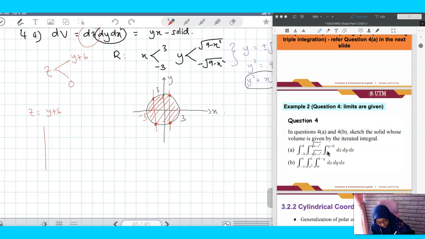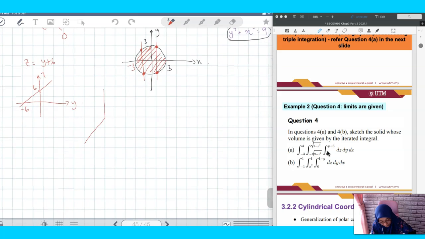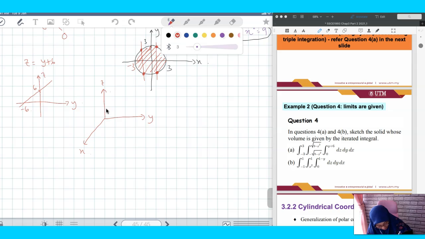If we have no idea, we first sketch the trace on the zy plane. So at z it is 6, and when z equals 0, y is minus 6. Now we want to sketch in 3D. This one is a trace, so what does the surface look like? Let's say I'm using the standard orientation. Now your graph has 6 here. Sorry, not that way, the other way. Straight, something like that. So this is 6, this is minus 6, right?